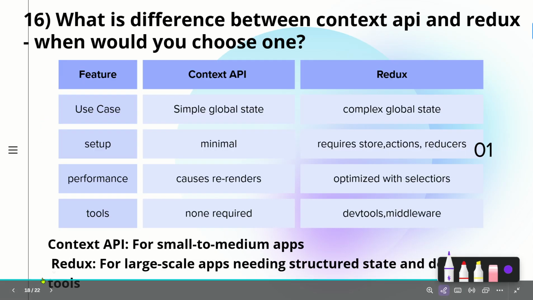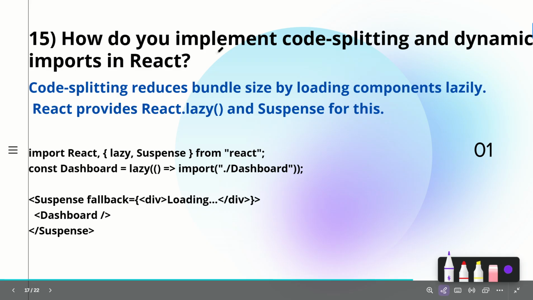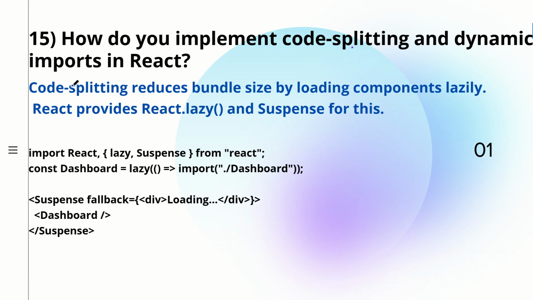Now our 15th question is, how do you implement code splitting and the dynamic import in React? So code splitting reduces the bundle size by loading components lazily. Whenever a certain component is needed, only then are we going to load that component, else we are not going to load that component upfront at the very beginning.